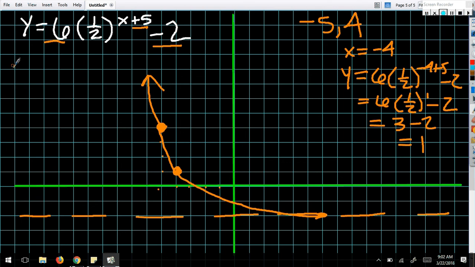How about domain quickly? And then I'll let you do your homework. Negative infinity, positive infinity. How about range? -2, positive infinity. Good job.